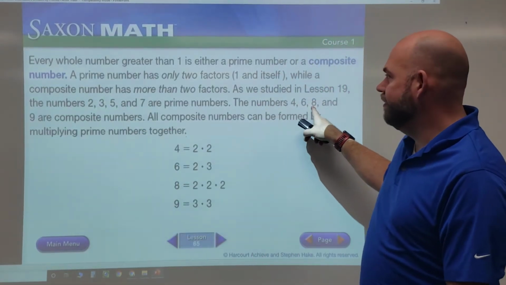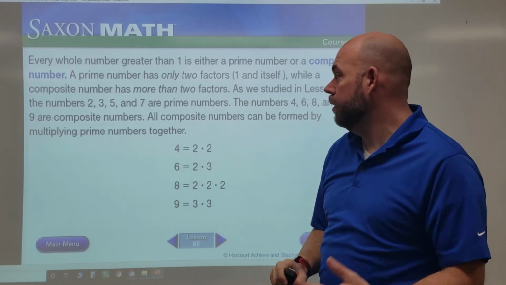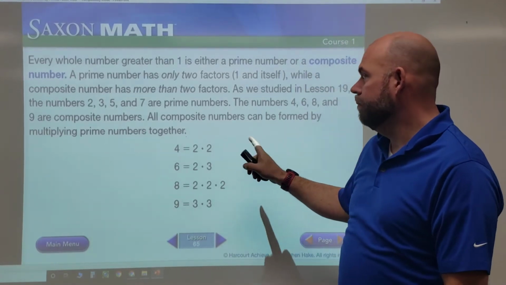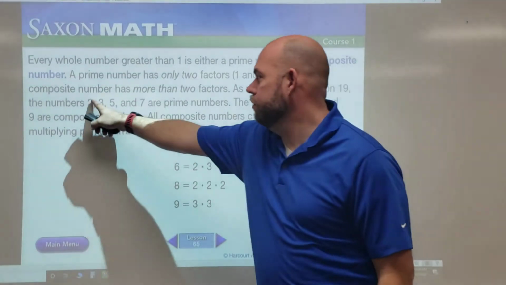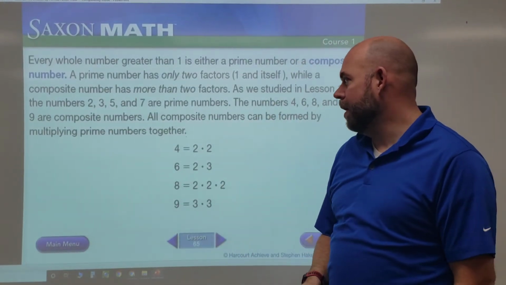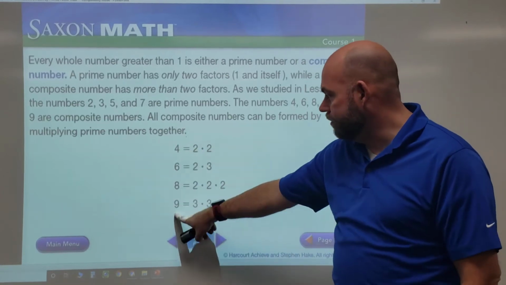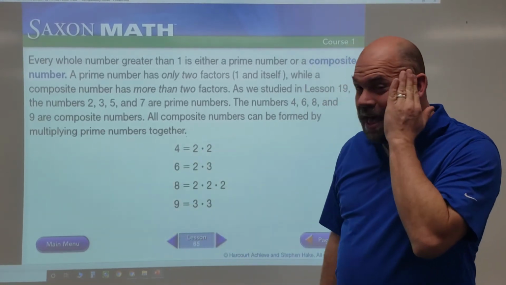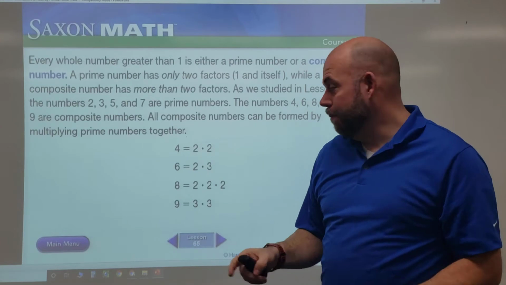The numbers 2, 4, 6, 8, and really any even number is going to be a composite number. Every even number, that is, except for 2. And then all composite numbers can be formed by multiplying prime numbers together. So we'll look here at our composite numbers, 4, 6, 8, and 9, and we get them by multiplying a bunch of different prime numbers.